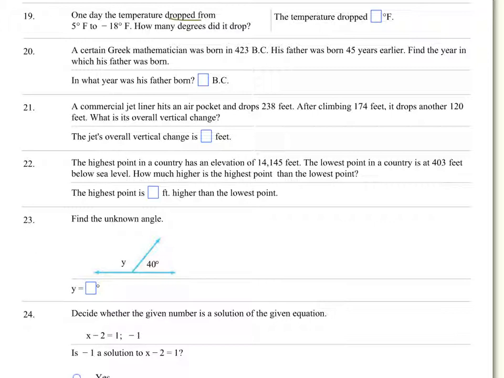So I want to just subtract 5 minus negative 18. And we can change subtraction to addition and change the sign of the next number to its opposite, so it's positive. So 5 plus 18 is 23 degrees. So the temperature dropped 23 degrees.